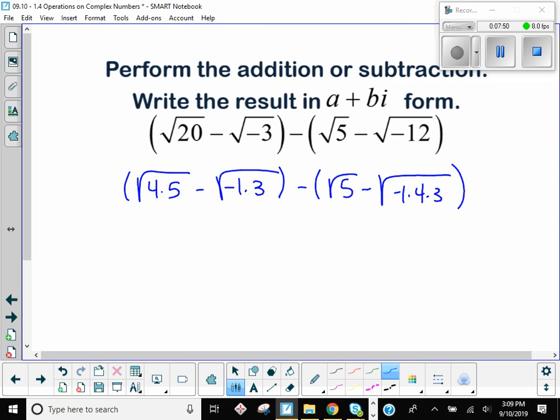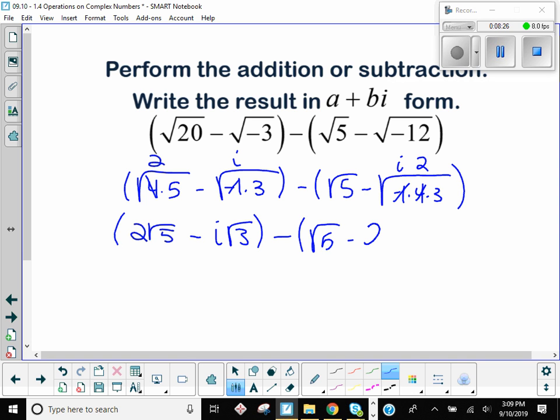So here I have everything that can be factored. I used perfect squares. You might have factored all the way using your factor tree. That's fine. So for the first radical, the 4 comes out as 2, leaving me 2 radical 5. In the second radical, negative 1 comes out as I. So that's I rad 3. On the second group, square root of 5 does not change. And on that last radical, negative 1 comes out as I. 4 comes out as 2. So far we've just rewritten the radicals and simplified where we could.